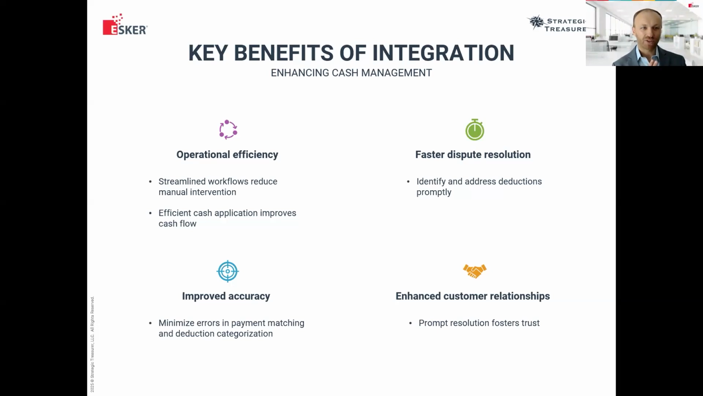And I think operational efficiency is a really big benefit of integration, and a big benefit of automation. So, streamlined workflows. You reduce manual intervention. If you have a workflow, then you don't have to have the emails back and forth. Makes things a lot easier. Efficient cash application improves cash flow, obviously, if you can get the cash and recognize it quicker. Improved accuracy. You're going to minimize errors if you have a technology that's there to support you. Faster dispute resolution, being able to identify those deductions and resolve them.